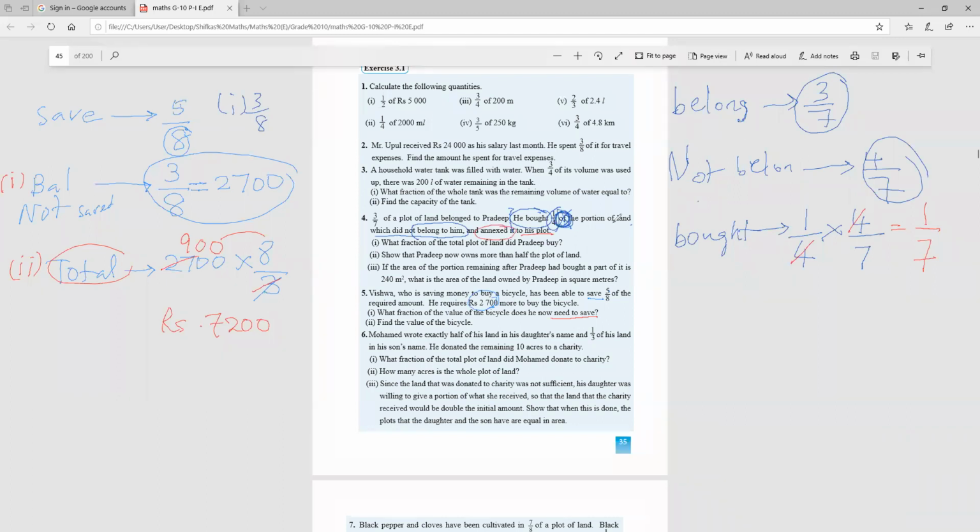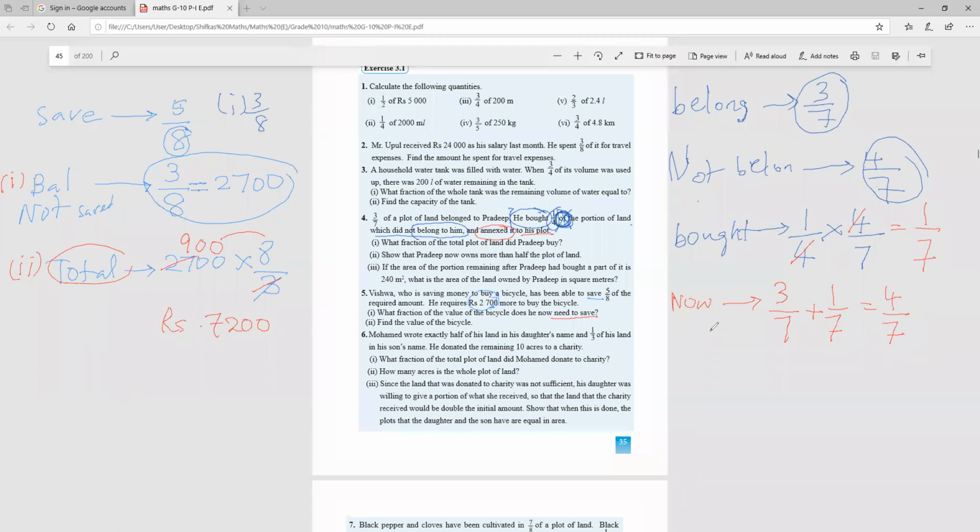Annexed it. When you annex it, what do you do? Join. Then you have to add, subtract, multiply or divide. Add. Already Pradeep's part was 3/7, now he bought another 1/7. The total part belonging to Pradeep is 4/7.